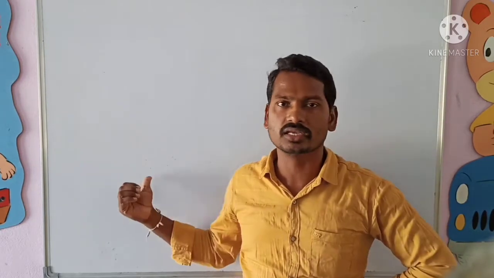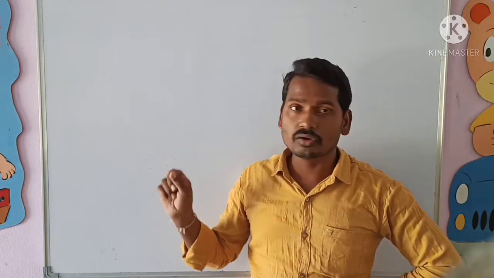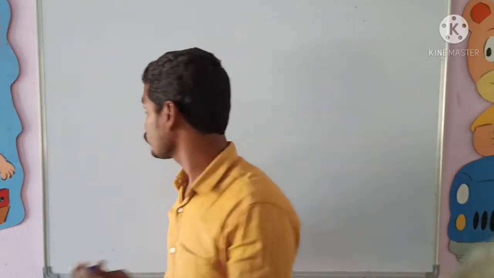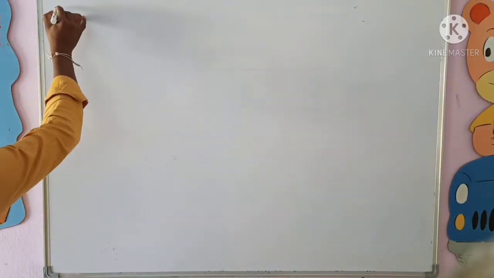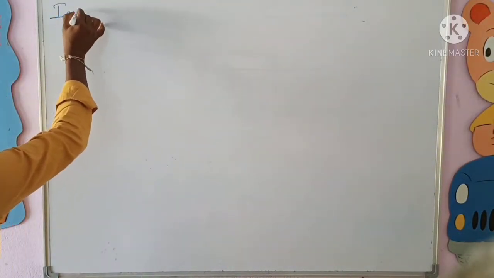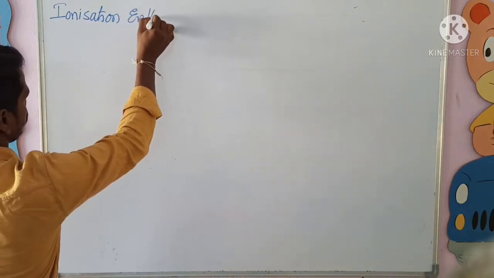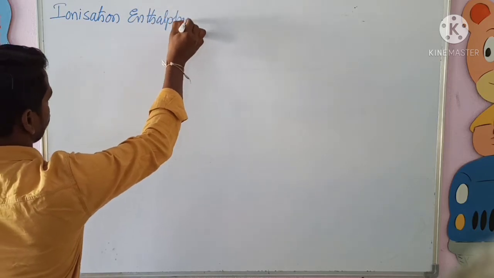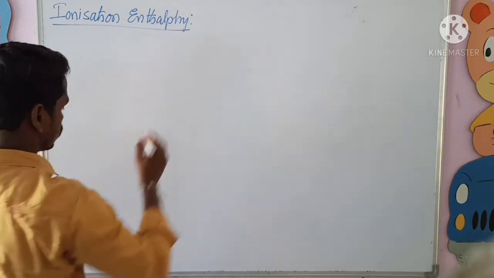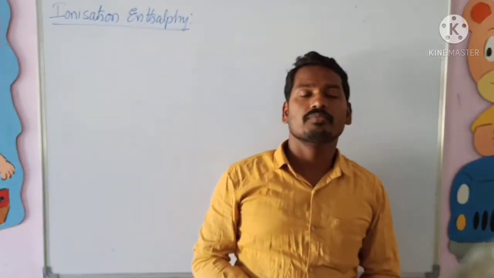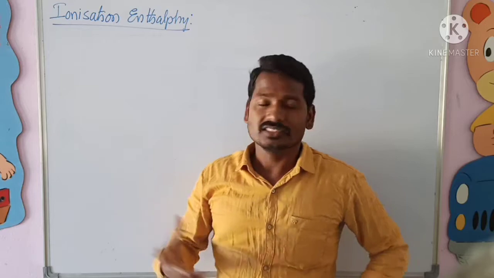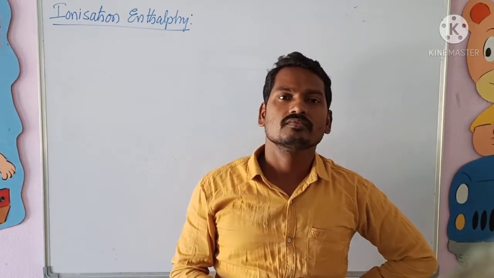All the characteristics of the atomic radius we already discussed in our first class. The next one is the second periodic property, the most important periodic property in the periodic table lesson. That is ionization enthalpy. What is the concept of ionization enthalpy?